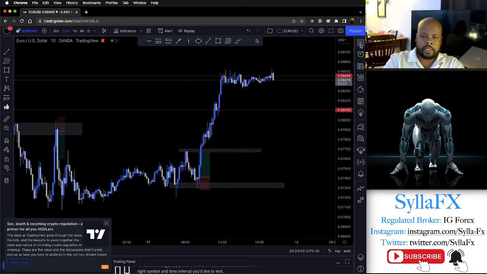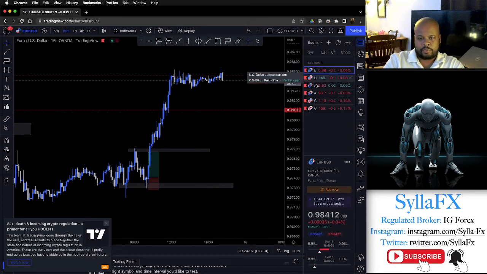We didn't take any other trades today on any of the other pairs that I typically monitor. So we'll take a brief look at the US dollar yen.